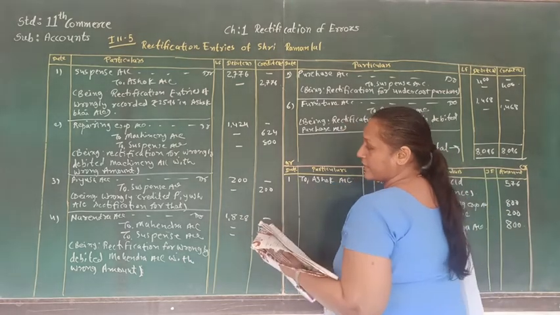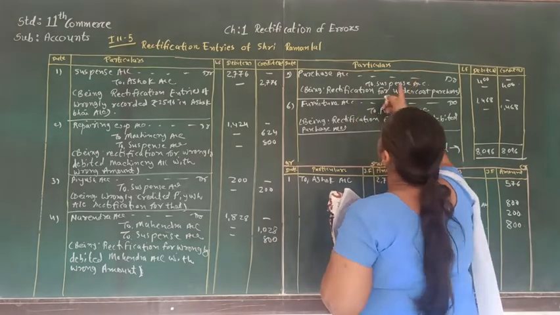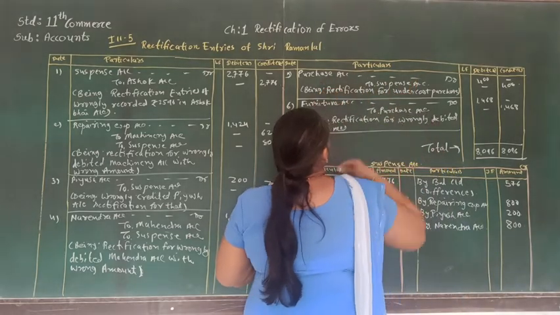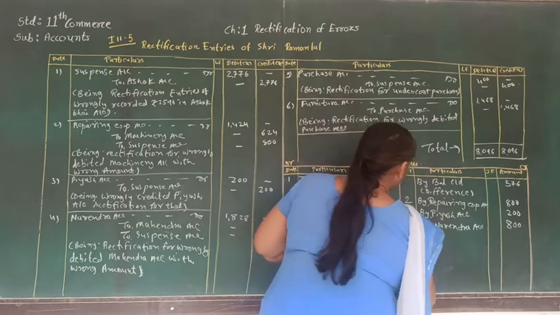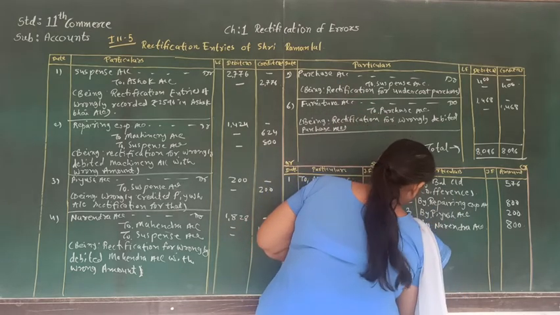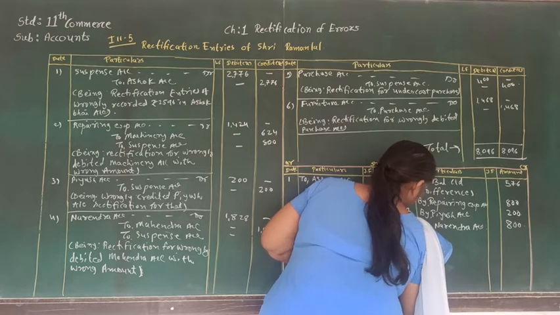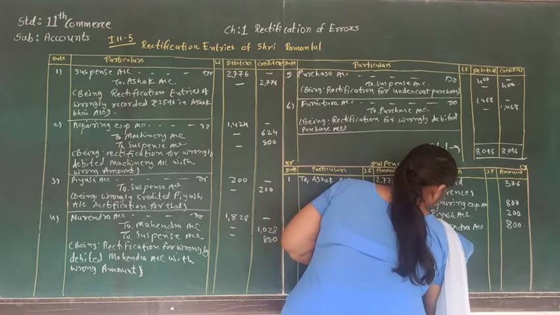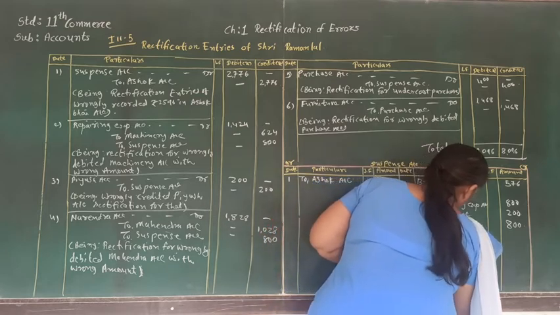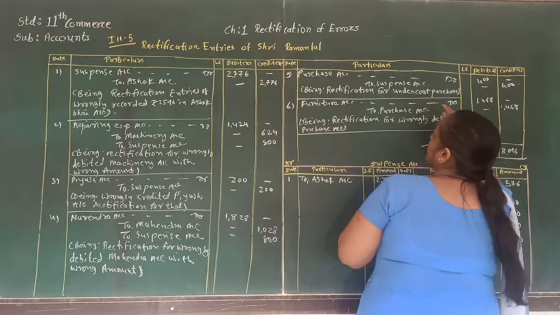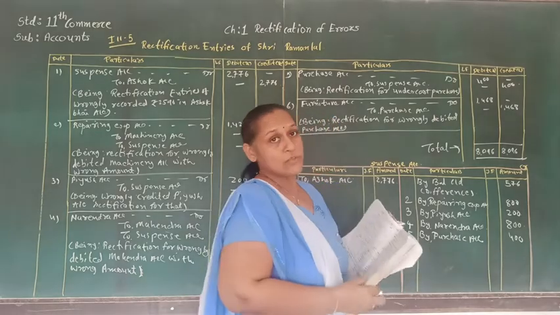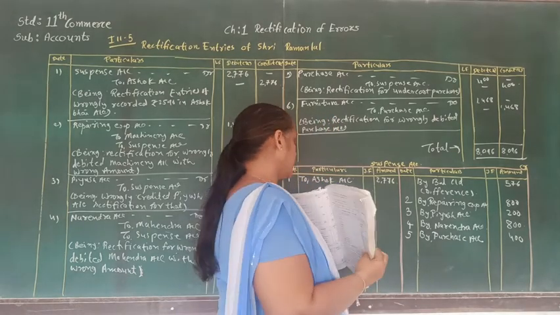Then we can see that for the fifth number on the credit side of suspense account we are supposed to write by purchase account, and the amount will be 400. Here in the last journal entry there is no suspense account, so we don't have to write.